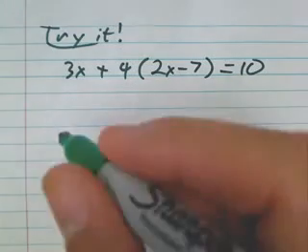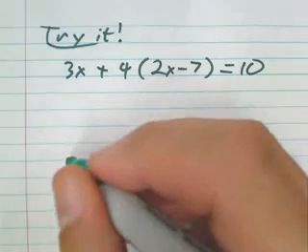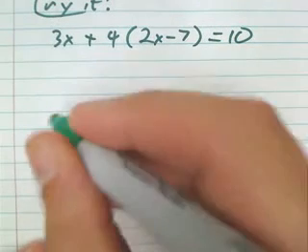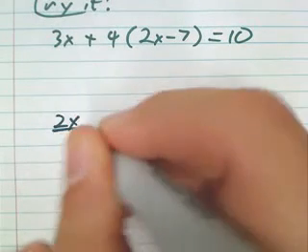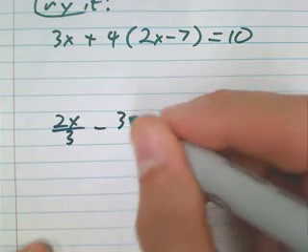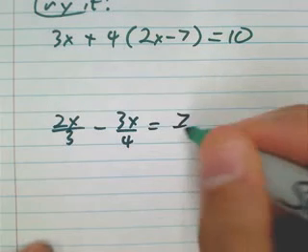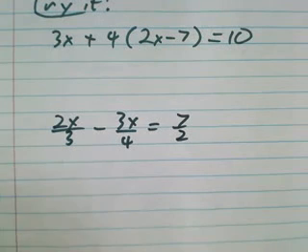And then next I'm going to give you one more. Hopefully I'll give myself enough room here. So I give you enough room so you can actually see it. 2x over 3 minus 3x over 4 equals 7 over 2. All right, go ahead and try those two out. I'll be back with you in about 7 hours.